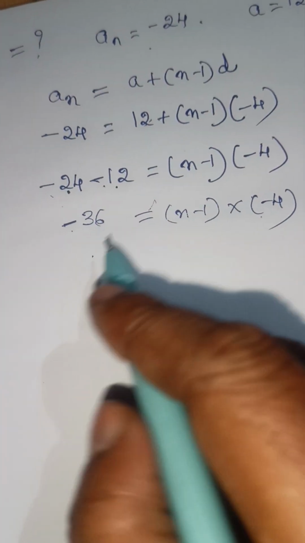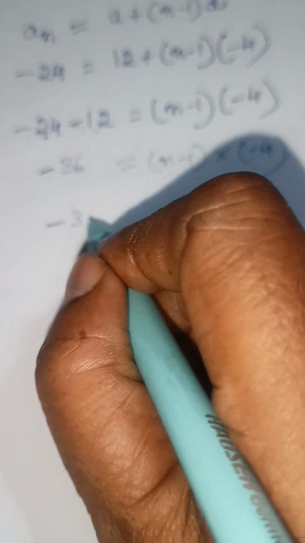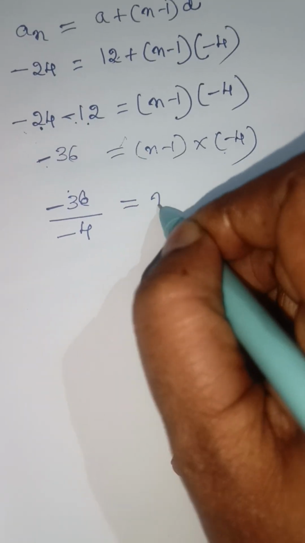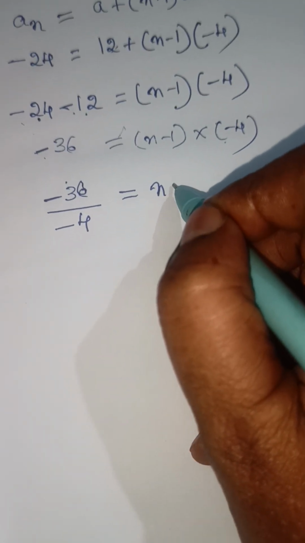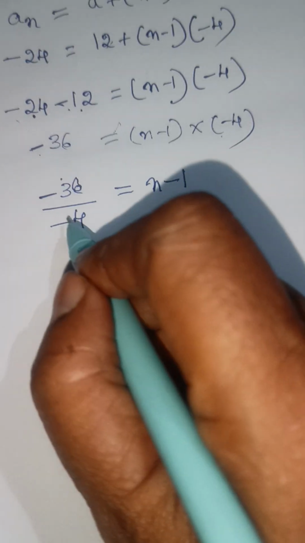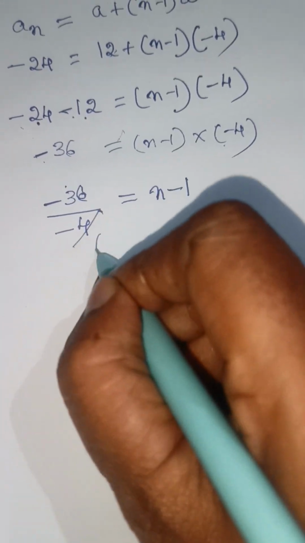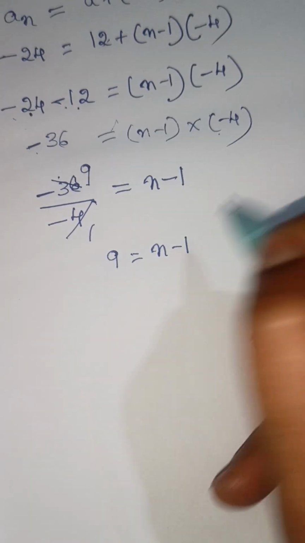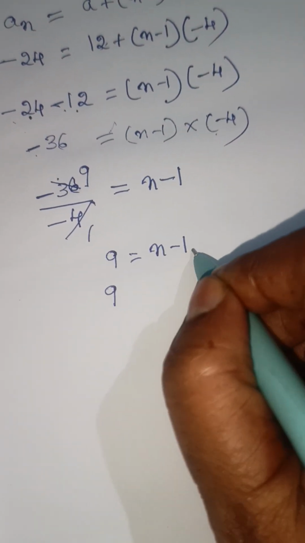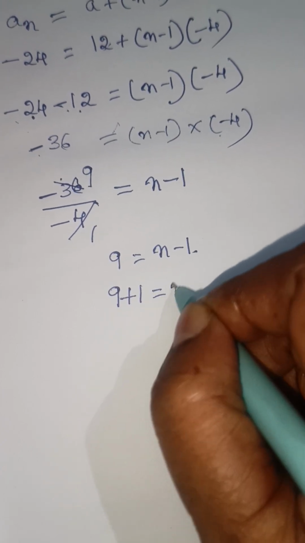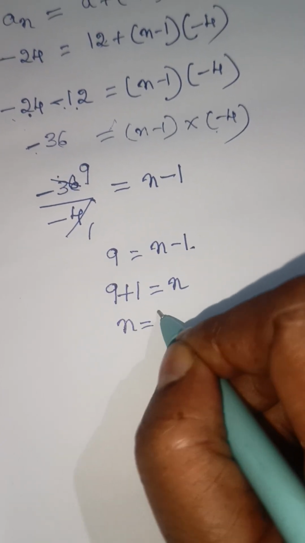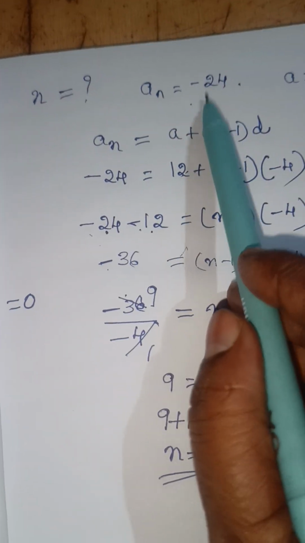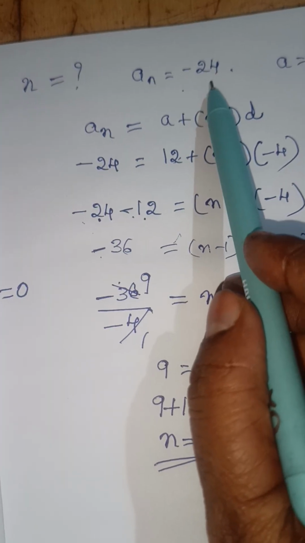Now where does this minus 4 go? Down, denominator. Minus 36 divided by minus 4 is equal to n minus 1. Minus and minus becomes plus. 4 9s are 36. So 9 equals to n minus 1 or n minus 1 equals to 9. Shift this minus 1 this side, plus 1. Therefore, n is equal to 10. So we can say that minus 24 is the 10th term of the AP.